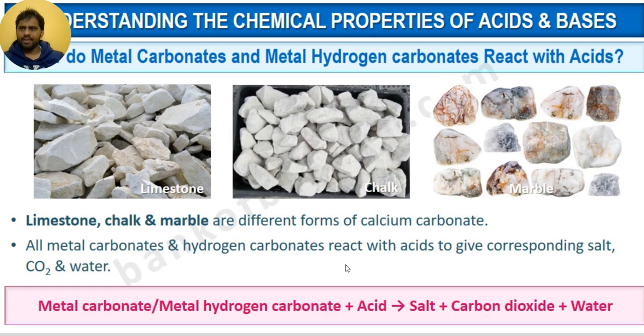Now let us move ahead and learn more conceptual things. This is limestone, students, this is chalk, and this is marble. Limestone, chalk and marble are different forms of calcium carbonate. They are all CaCO3. All metal carbonates and hydrogen carbonates react with acids to give the corresponding salt, CO2 and water. This is the conclusion: metal carbonate or metal hydrogen carbonate plus acid gives you salt, carbon dioxide plus water.